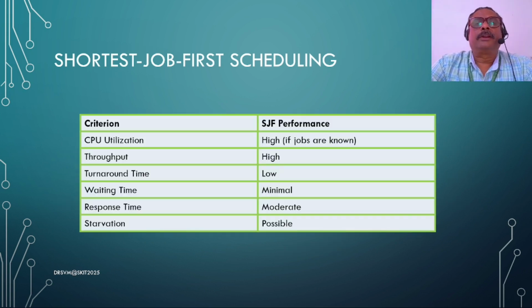Now if you look at the performance of this type of scheduling, then CPU utilization is high if the jobs are known in advance. Throughput is definitely high, turnaround time is low, waiting time is minimal, response time is moderate, starvation possible. So that's it about the shortest job first scheduling algorithm.